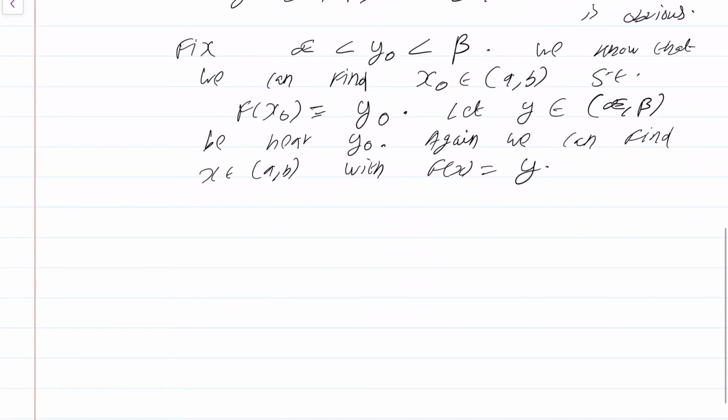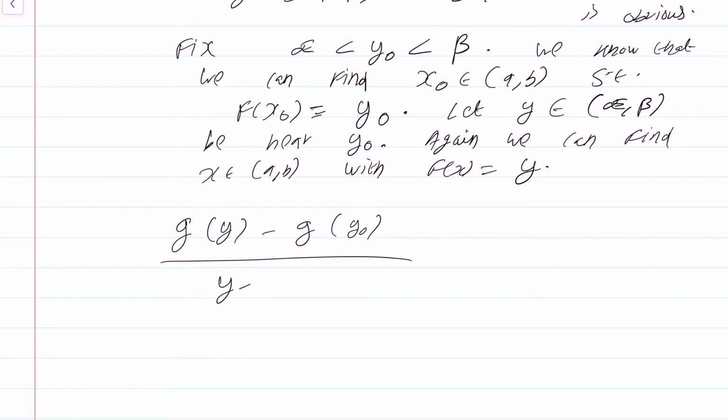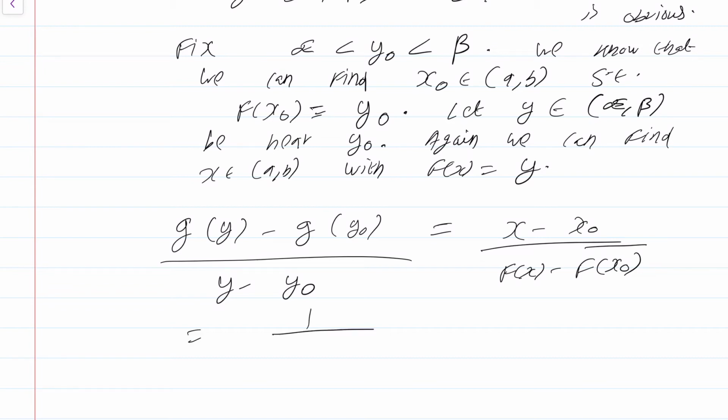Now all this is a setup to take the Newton quotient, g of y minus g of y naught by y minus y naught. And by the way things have been set up, this is nothing but x minus x naught by f of x minus f of x naught. We have set things up so that this happens. And this is nothing but 1 by [f of x minus f of x naught divided by x minus x naught]. Of course, this is valid if x is not equal to x naught.